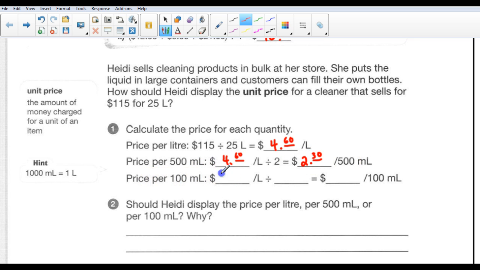Now we want a price per 100 milliliters. Okay, well we know that the cost is $4.60 per liter, and we know that 100 milliliters is 10 times smaller than a liter. Okay, so we're going to take that, we're going to divide that by 10, and we get an answer of 0.46 dollars, or 46 cents per 100 milliliters.